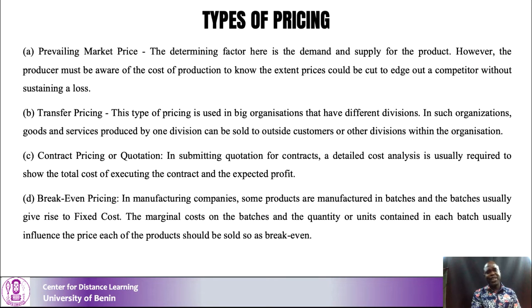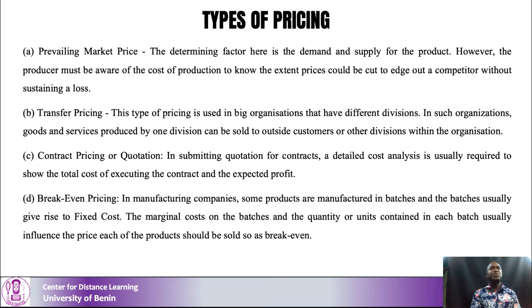Now we have different types of pricing. We have the prevailing market price, we have transfer pricing, we have contract price or quotation, then we also have the break-even pricing. Now the prevailing market price is the price that is dependent on the interaction of both the demand and the supply. The price is fixed depending on the direction of the demand and supply.